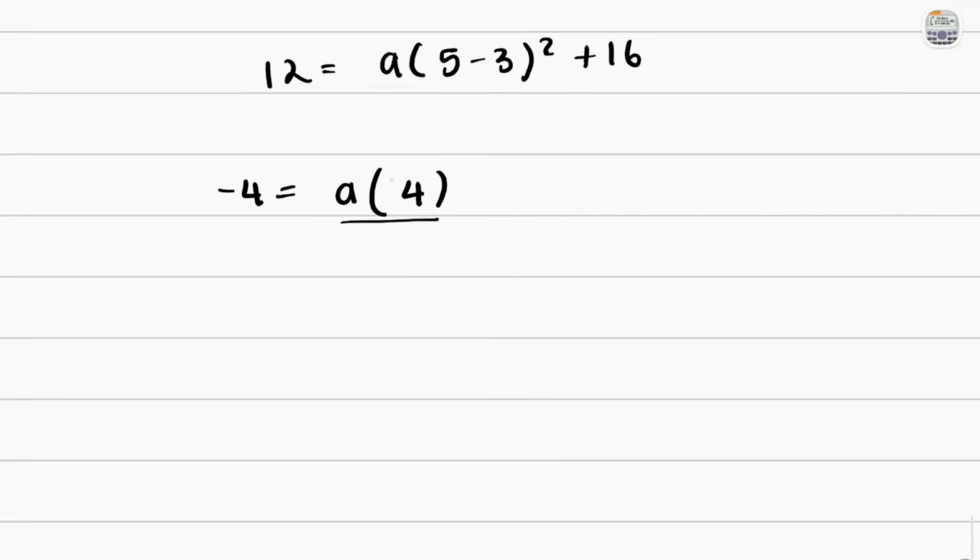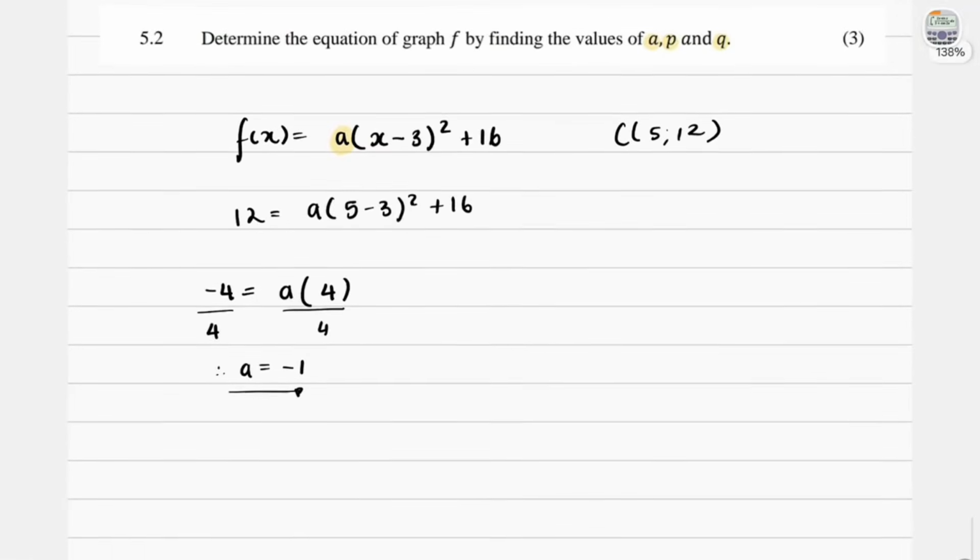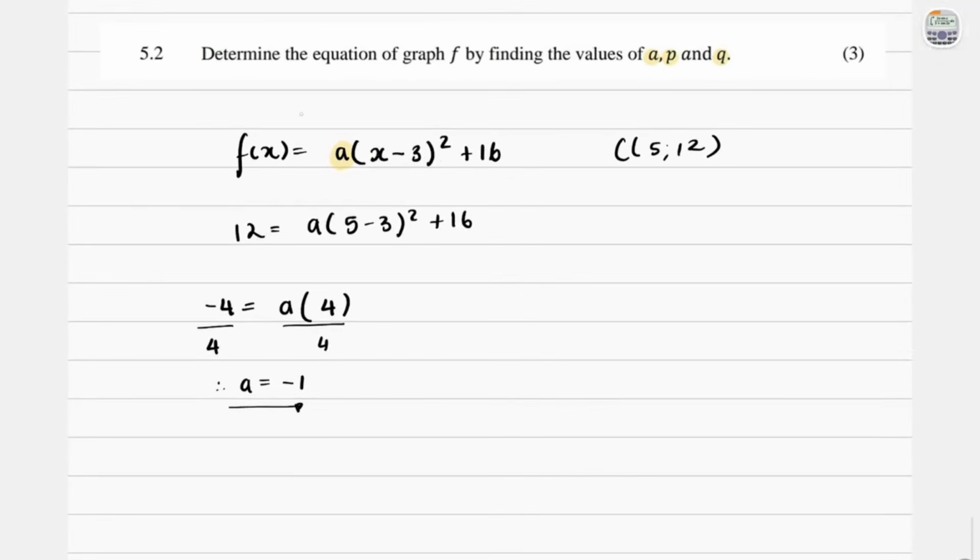And if you divide both sides by 4 to get a alone, you see that now we have that a is simply equal to negative 1. And so we have the value of a and we have the values of p and q, which I should have stated before substituting them. So p is equal to 3 and q is equal to 16. And so those are all our values, p, q, and a.